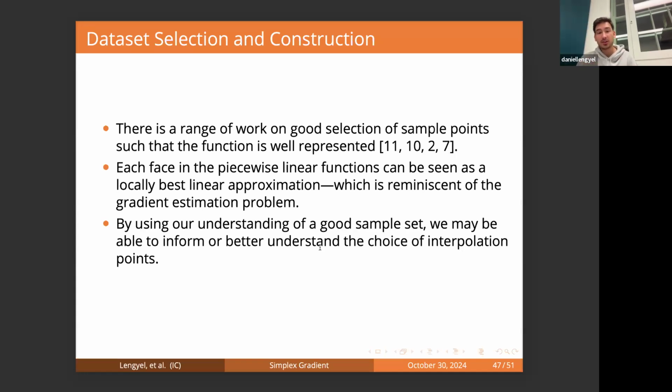And if you think of each piece of the piecewise linear function as a best linear approximator, then this is again reminiscent of the gradient estimation problem, right? We're trying to ask, okay, which data points to choose to get the best piece, which we could interpret as which points to choose to get the best gradient. And by using our understanding of the sample set, we might actually be able to inform the sample set selection for these kinds of problems as well.